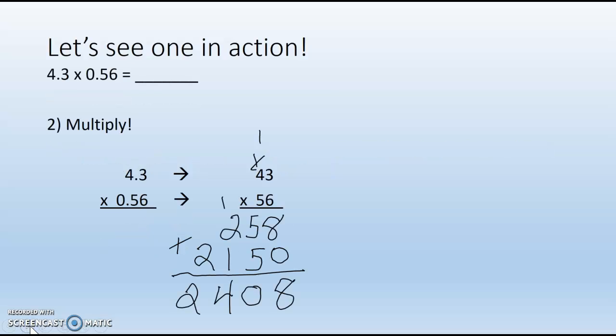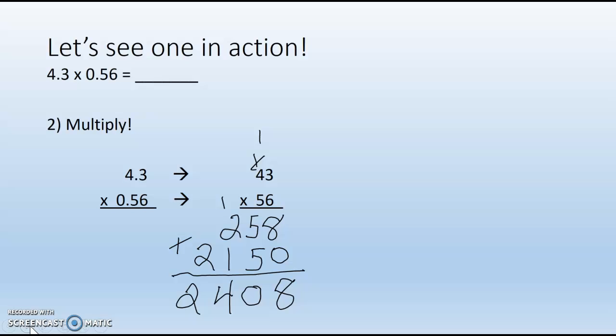So my second step is to multiply 43 times 56. So I'm going to multiply that. I have 6 times 3 is 18. Carry my 1 over. 6 times 4 is 24, plus that 1 more gets me that 25. So my first partial product is 258. I put my 0 placeholder. I multiply 5 times 3 to get 15. Carry the 1 over. 4 times 5 is 20, plus 1 is 21. And I'm going to add up my two partial products, and I get a grand total of 2,408.